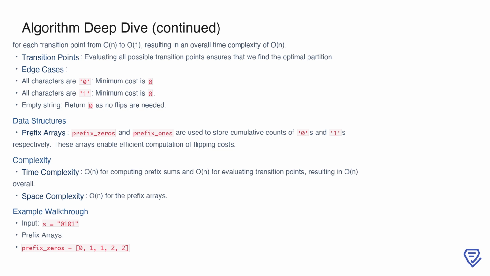Some key insights include the importance of evaluating all transition points to guarantee the optimal solution and the efficiency gained by pre-computing prefix sums. Edge cases to consider include strings that are already entirely zeros or ones, where the minimum cost is 0, and an empty string, which also requires 0 flips.